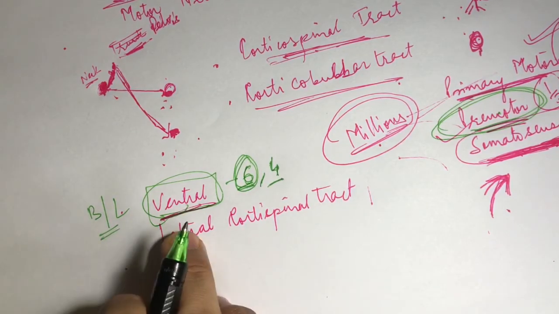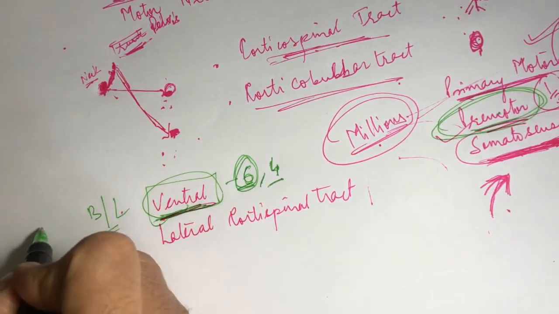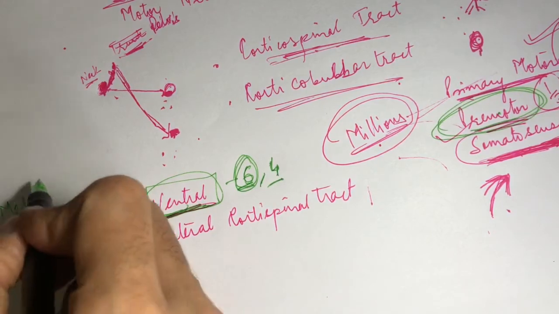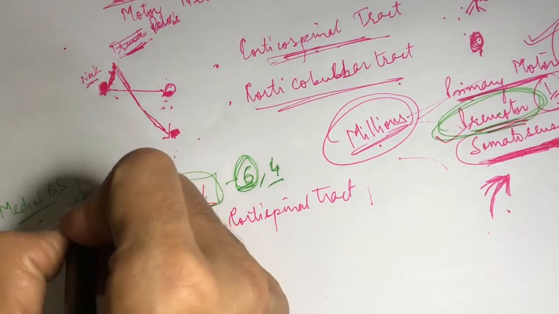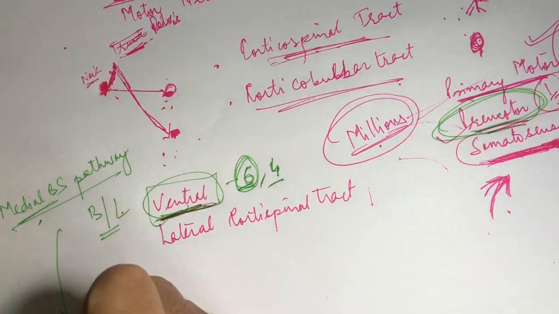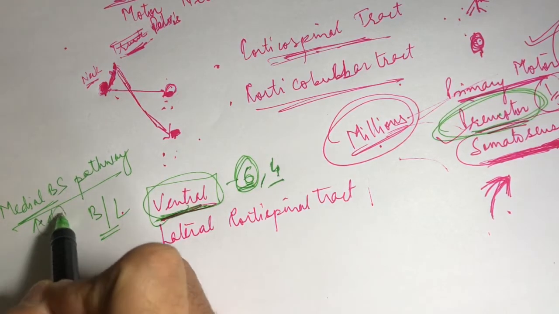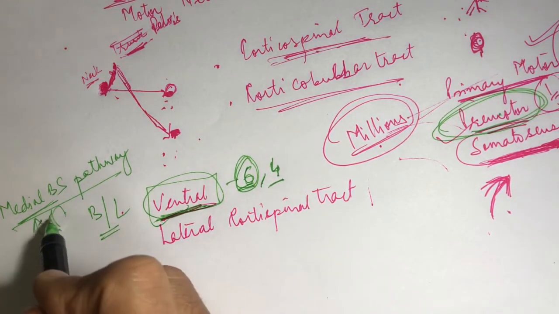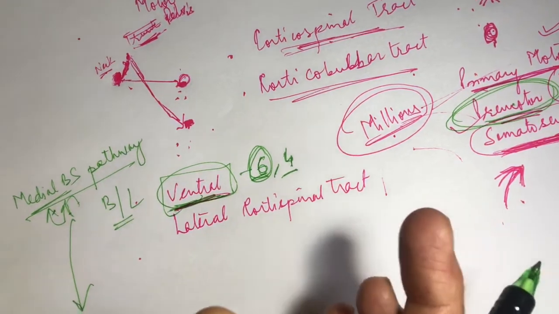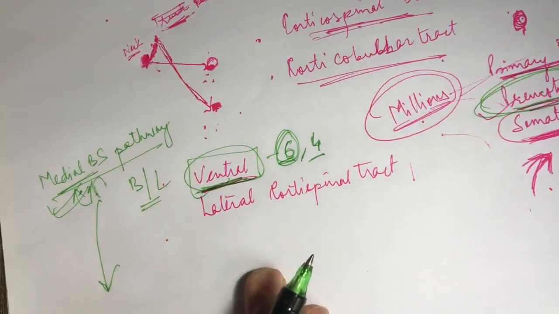And send the collateral, they will terminate bilaterally and send the collateral to the medial brainstem pathways. They are going down to the spinal motor neuron. They are also sending the collateral to these medial brainstem pathways. And what was the function of the medial brainstem pathway? To maintain the posture, by regulating the axial and proximal limb muscles.